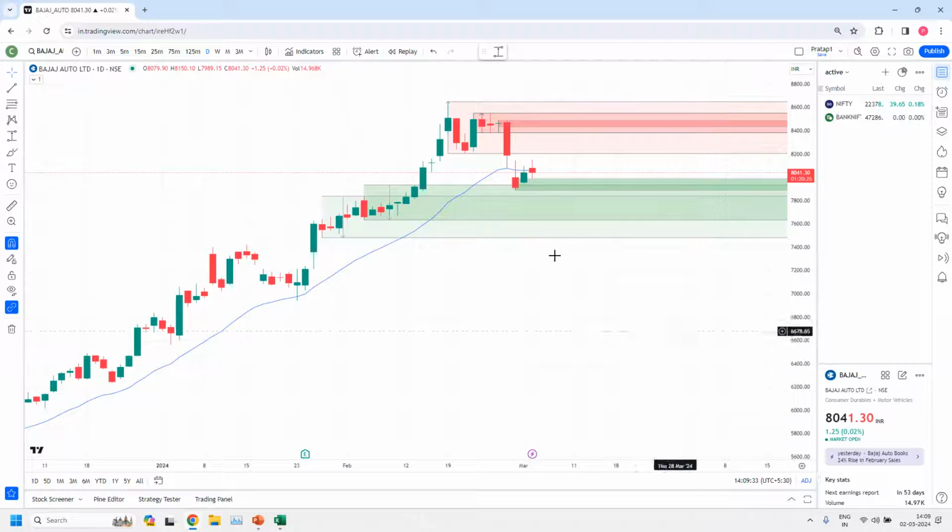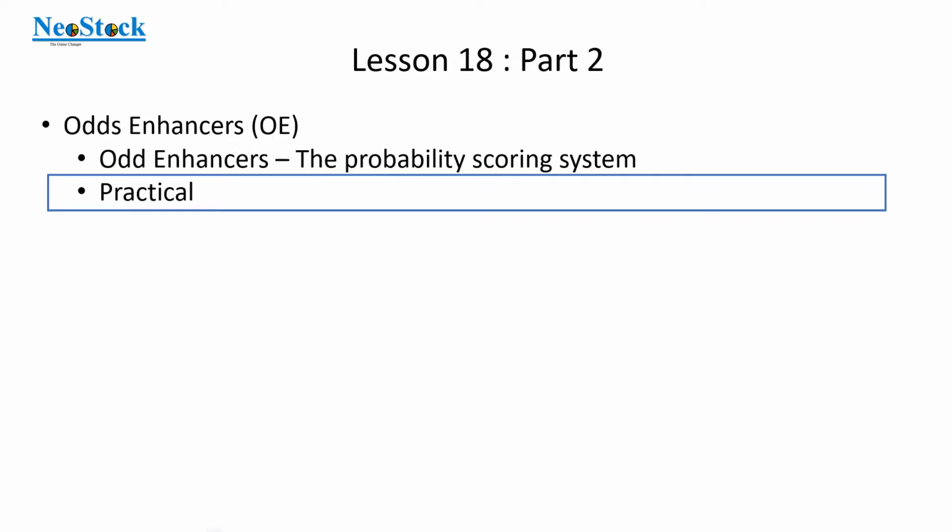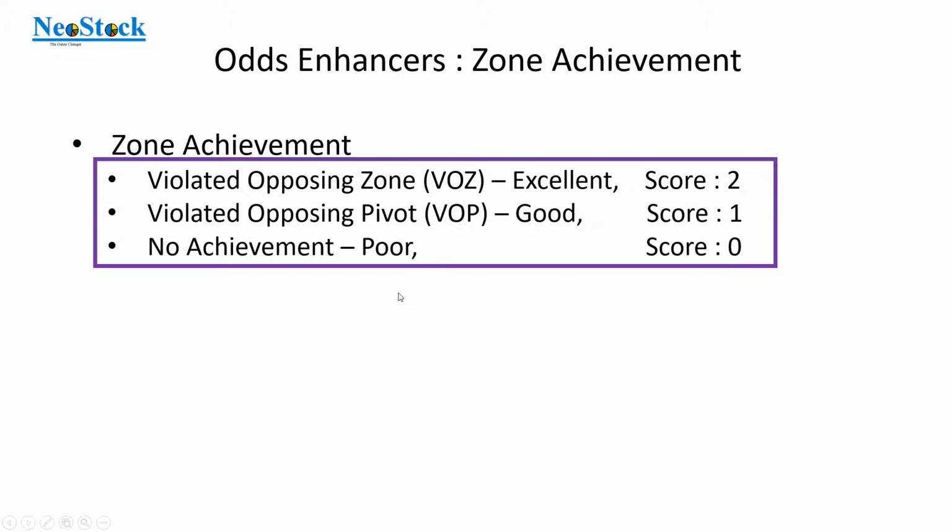So first let's start with the LTF zone. For that I am shifting to 75 minutes. So our focus is on the supply zone. We are trying to find the odd enhancer score for the supply zone. So what is the first parameter? The first one is zone achievement. If it has violated an opposing zone, we get a score. Which zone achievement? LTF zone achievement.